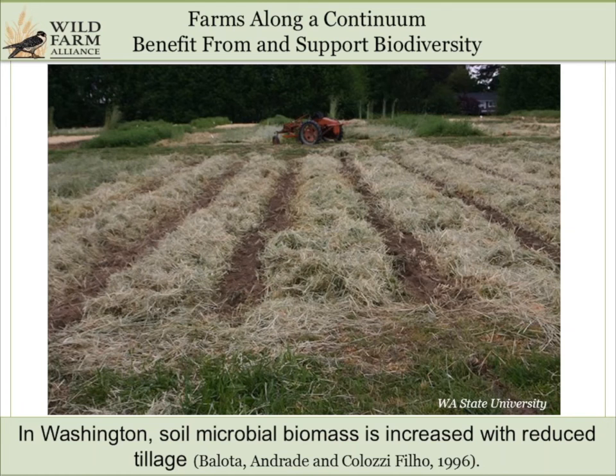Reduced tillage can help increase soil microbial mass. It helps with better nutrient cycling, better tilth, better disease suppression, and there's more storage of carbon in the soil, and there's less carbon emissions because there's less tractor passes that are using fuel.